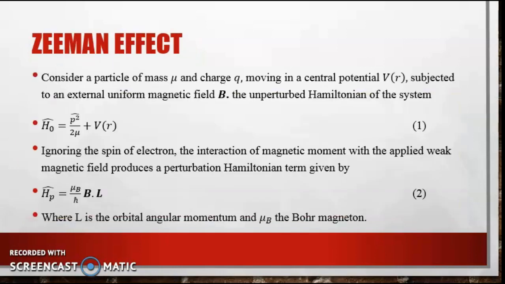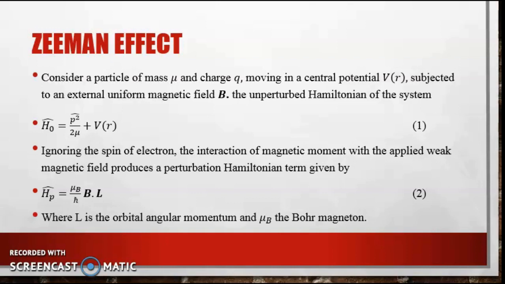Now let us consider a particle of mass mu and charge q in a central potential V(r) subjected to an external uniform magnetic field B. The unperturbed Hamiltonian of the system will be, as usual, H naught equal to P square by 2 mu plus V(r). Now since we are discussing the normal Zeeman effect, we have to ignore the spin of electron. So we will only concentrate on the orbital motion of electron around the nucleus.